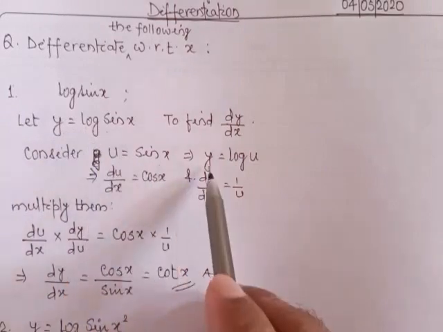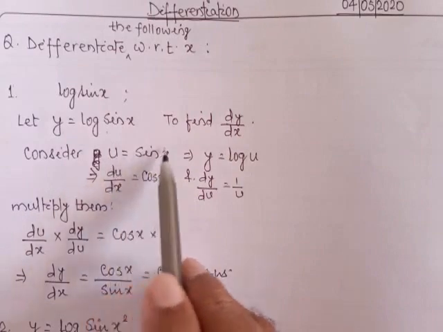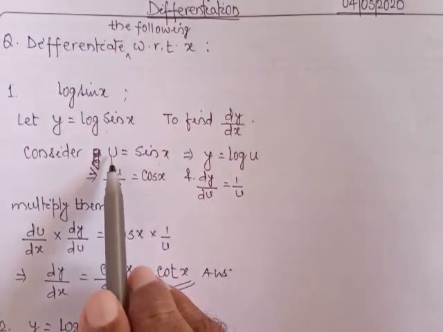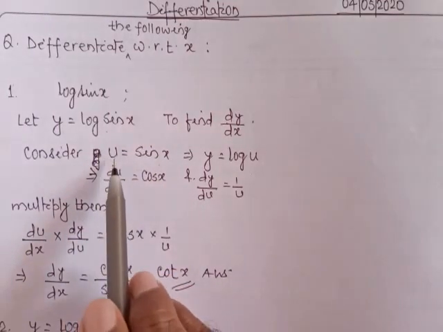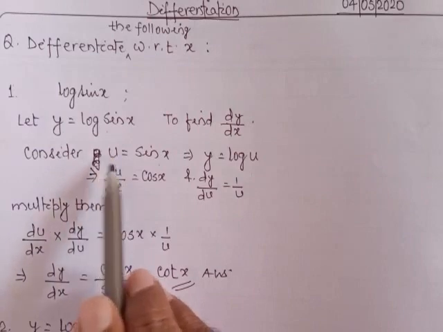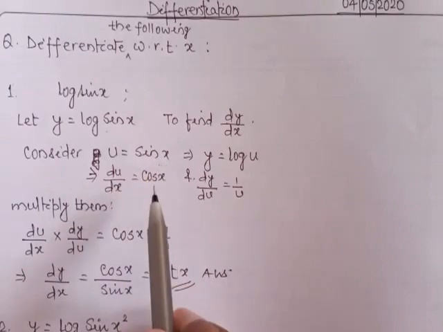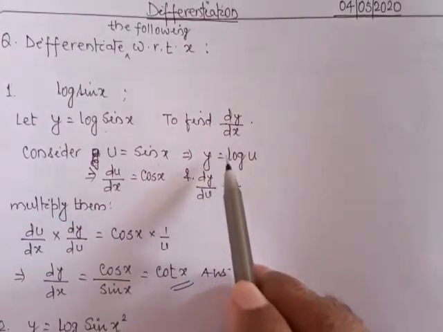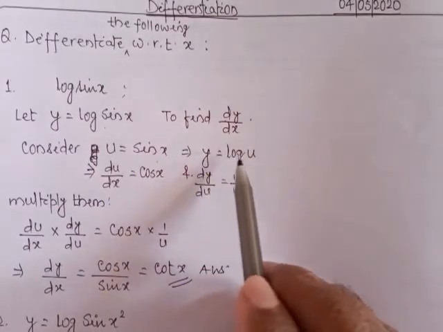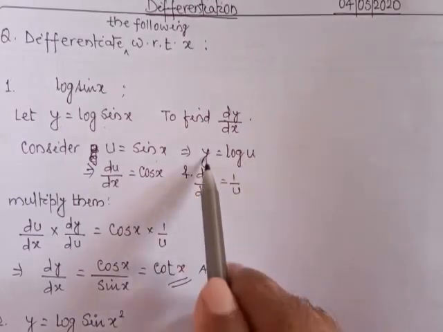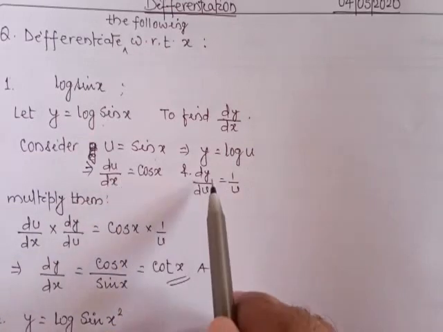Then y becomes log u. This is a function of u and x. So while differentiating, we will get du upon dx. So differentiate u. Then du by dx will be on the left side, and on the right side, differentiation of sin x is cos x. And y is equal to log u, so differentiate it, we will get dy upon du, and differentiation of log u is 1 by u. Now multiply them.